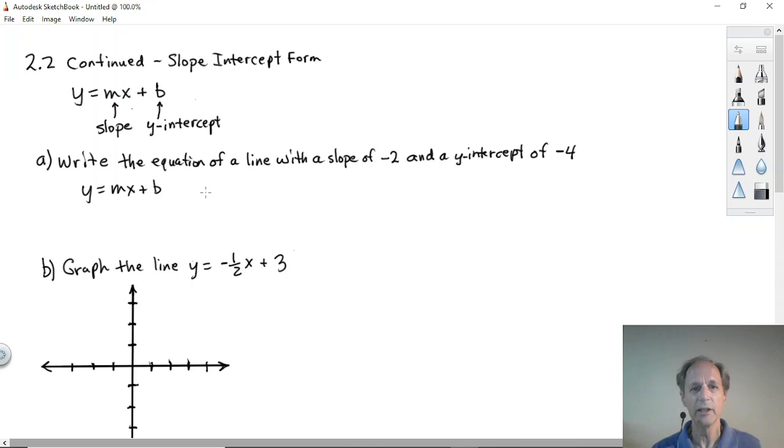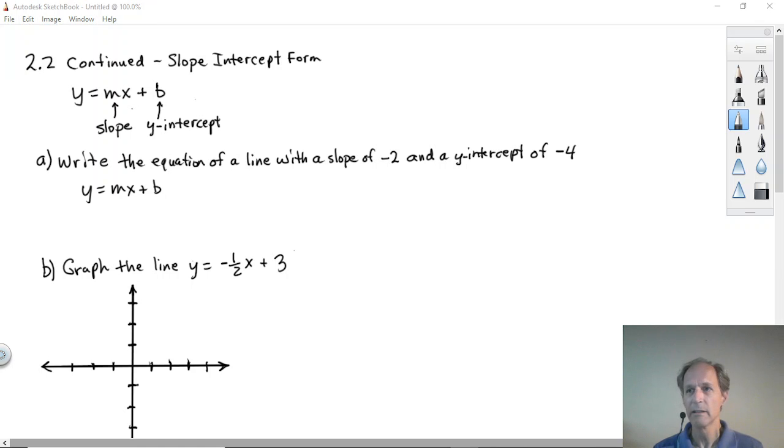Example A, write the equation of a line with a slope of -2 and a y-intercept of -4. And by the way, y-intercept, make sure you remember what that means. That's simply where the line crosses the y-axis. Okay, that's all that is. That's the point where the line crosses the y-axis. So if the line has a slope of -2 and a y-intercept of -4, write the equation of that line. And so we are going to use this slope-intercept form to do that.